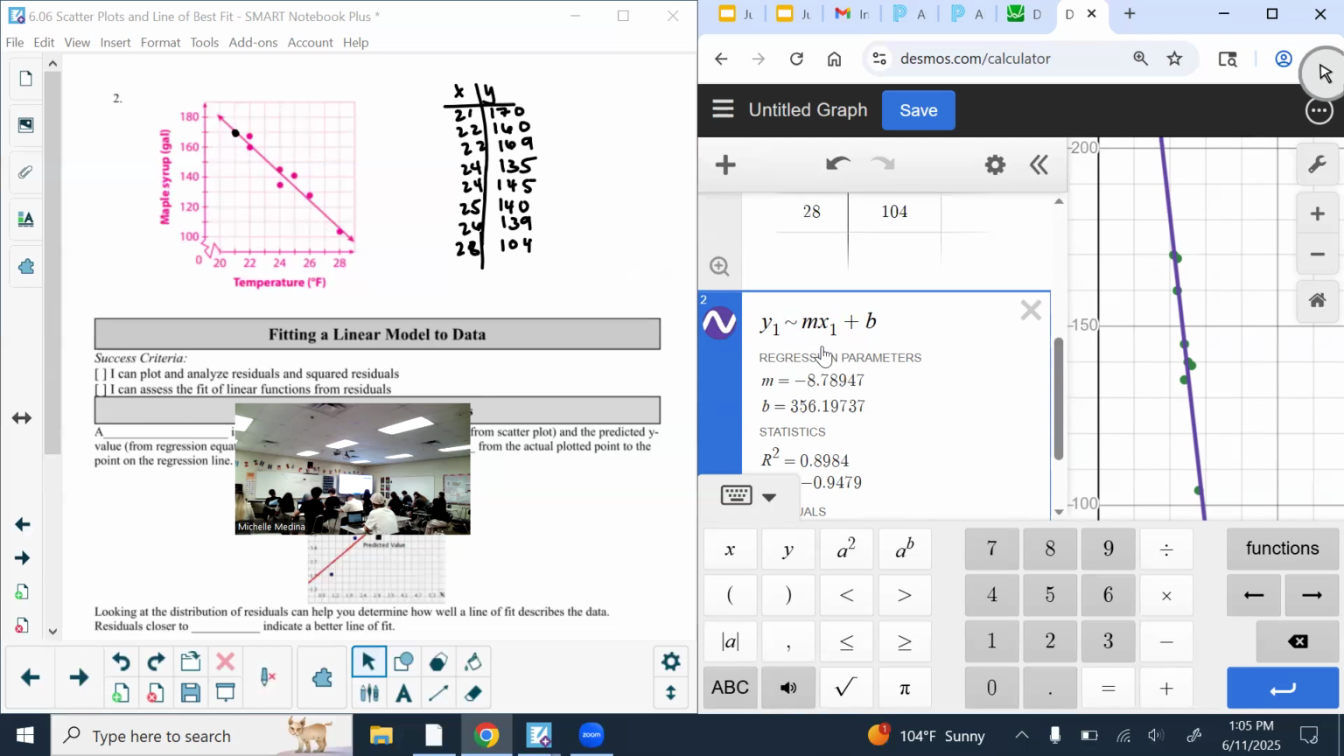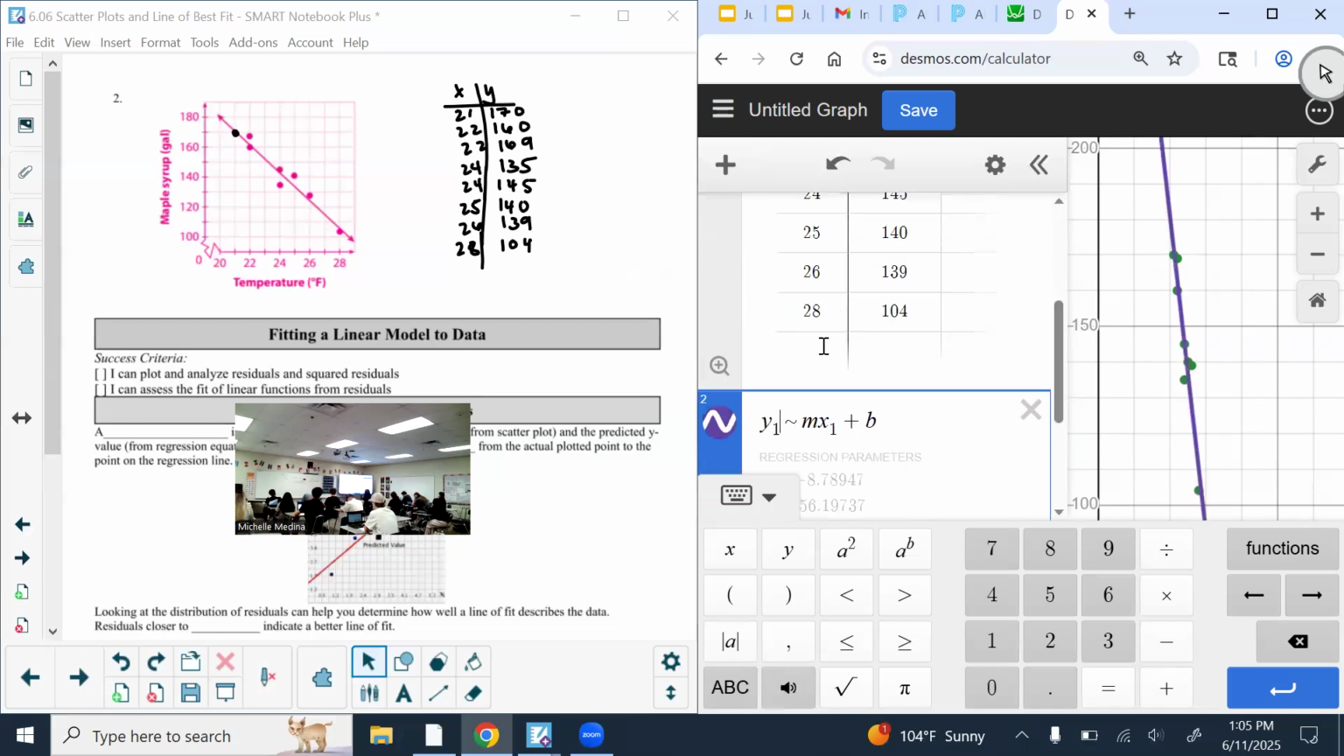You literally just press Y1 on your keyboard and it'll automatically make it a subscript. You don't have to press anything fancy. Good question. Any other questions?